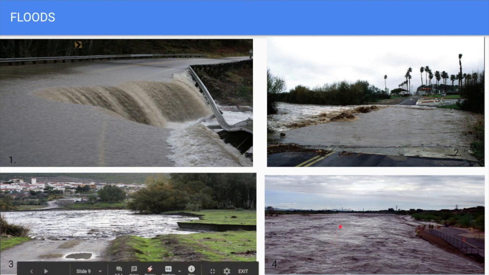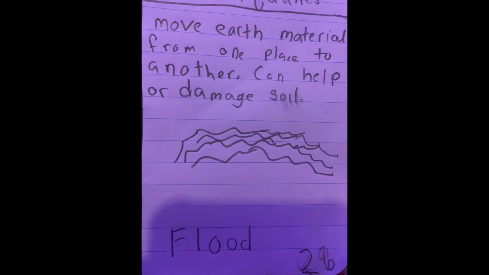You may look at these areas and think they look like a lake, but no, these are actual streets in different states that, because of floods, with lots of rainwater, caused the area to overfill with water, and it changed the land. When floods occur, it moves the earth material from one place to another, and it moves the soil, which can either be helpful or not so helpful for the soil.